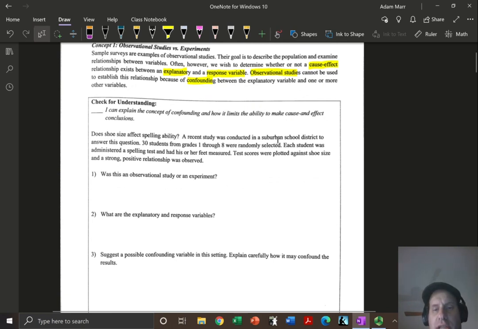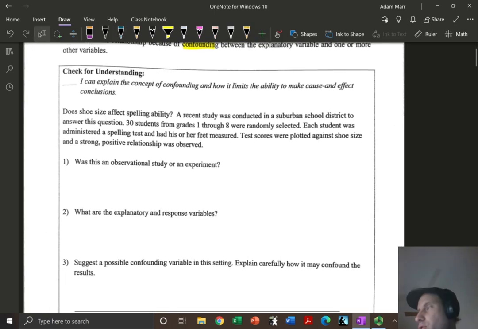A recent study was conducted in a suburban school district to answer the question. 30 students from grade 1 to 8 were randomly selected. Each student was administered a spelling test and had his or her feet measured. Test scores were plotted against shoe size, and a strong positive relationship was observed. Was this an observational study or an experiment? So this is an example of an observational study because a treatment was not given to any of the subjects at all. There was no treatment whatsoever, so this is an observational study.